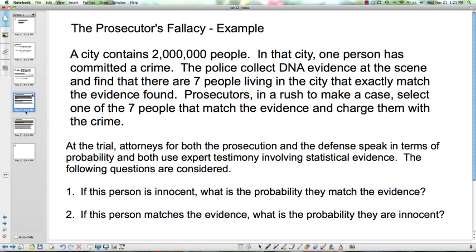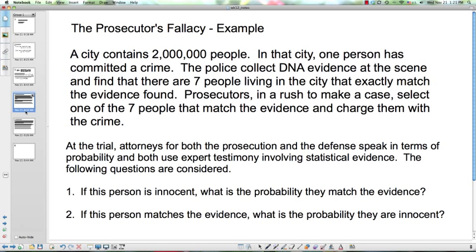Prosecutors, in a rush to make a case, select one of the 7 people that match the evidence and charge them with the crime. At the trial, attorneys for both the prosecution and the defense speak in terms of probability, and both use expert testimony involving statistical evidence. The following questions are considered.